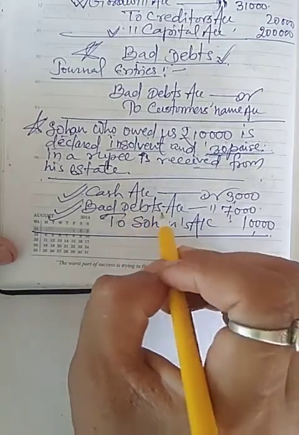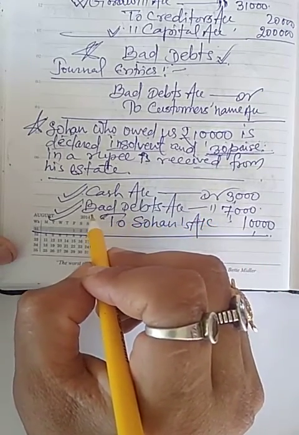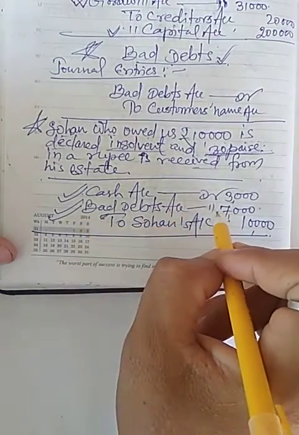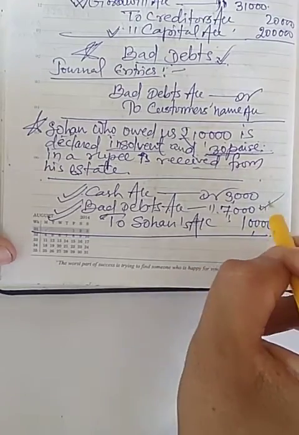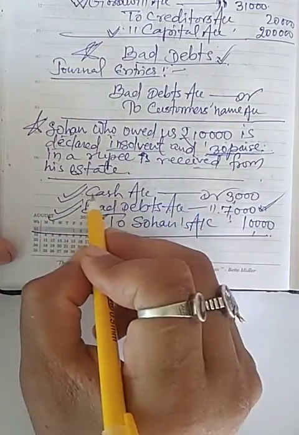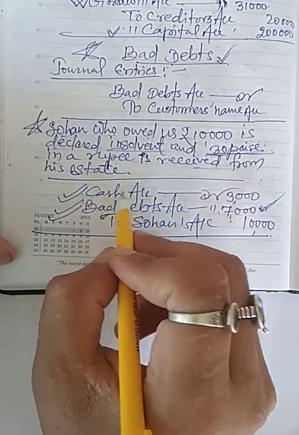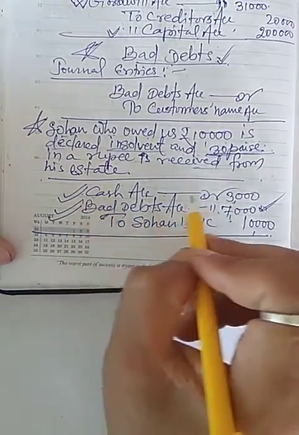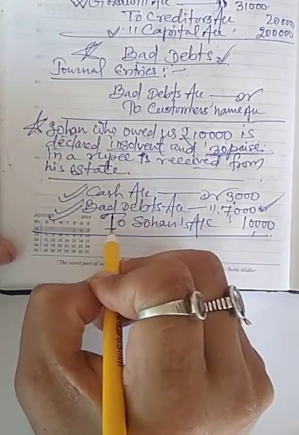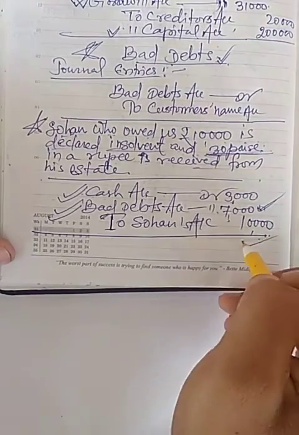So according to the rule of nominal account, debit all the expenses and losses. 7,000 will be debited as bad debt, and according to real account, debit what comes in, which means cash is coming into my business, so it will be debited. And Sohan is the giver, a personal account, so his personal account is credited.